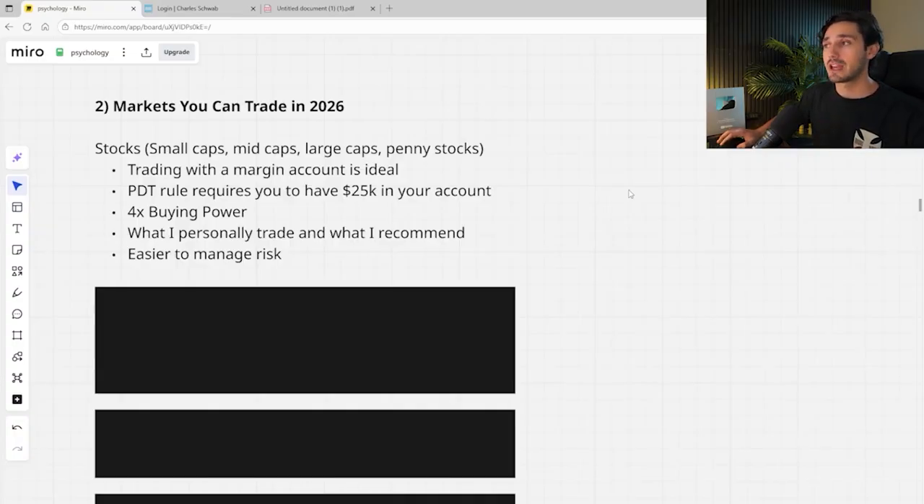Now, the one thing about trading on a margin account is that the PDT rule is going to apply. And the PDT rule, the pattern day trader rule, it requires you to have at least $25,000 in your margin account if you want to take more than 3 trades per week. If you have less than $25,000 in your margin account, then you're limited to only 3 trades per week.